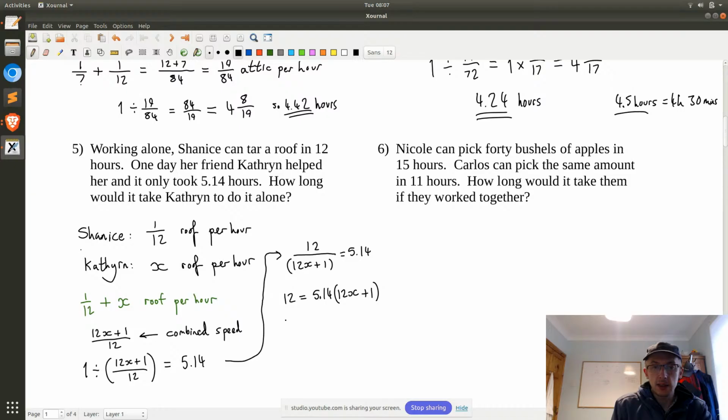Then I expand out. So 5.14 times 12. Well, times it by 10 and you get 51.4. Times it by 2 and you get 10.28. So 61.68. That much. Okay. 12 take away 5.14. Well, that's like 7 take away 0.14, which is 6.86.